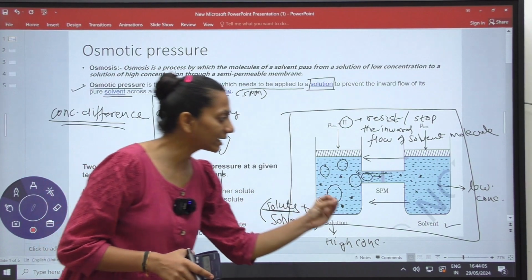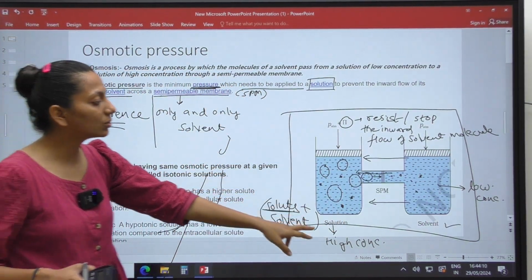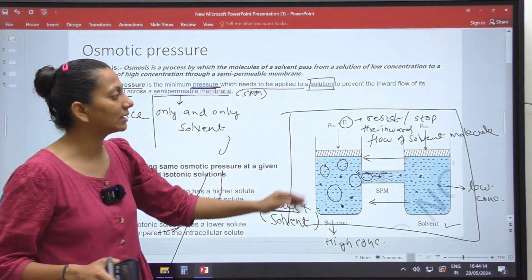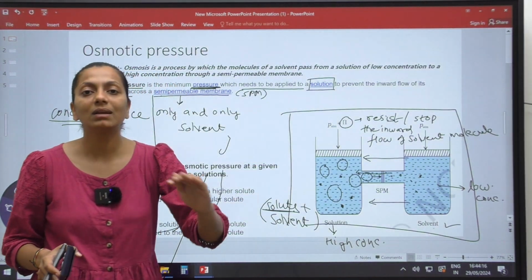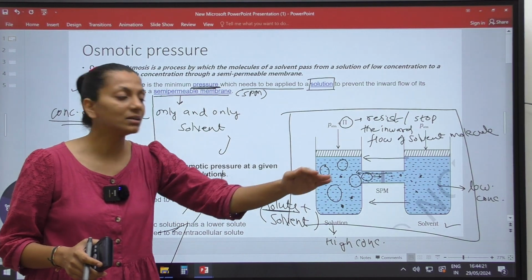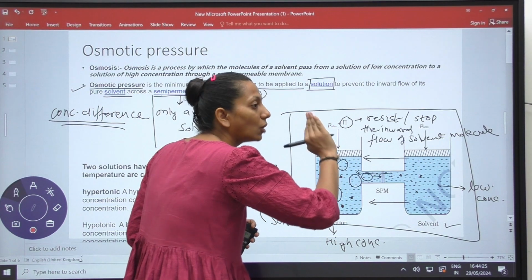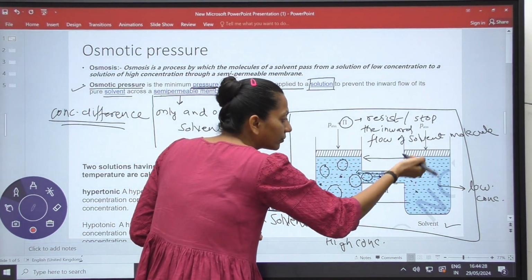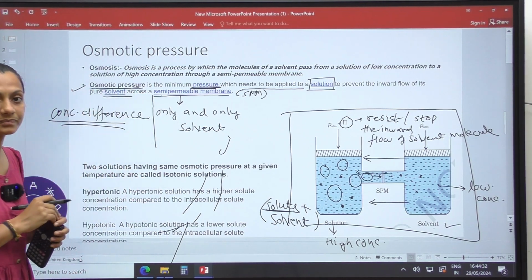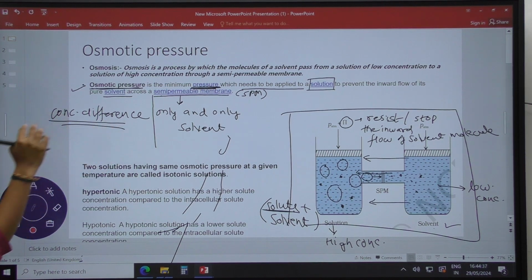Once again I am telling you very clearly, only and only solvent particles flow from the solvent side to the solution side, and this is all to equalize the concentration, to have the same concentration on both sides. The pressure needed to restrict or stop the solvent molecules from coming from the solvent side towards the solution is known as the osmotic pressure. This kind of pressure has been applied on the solution side.